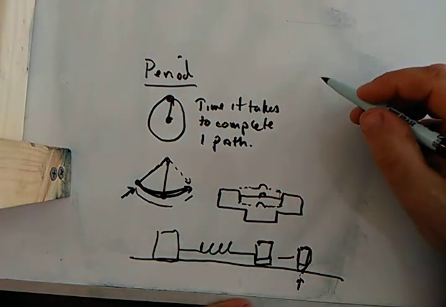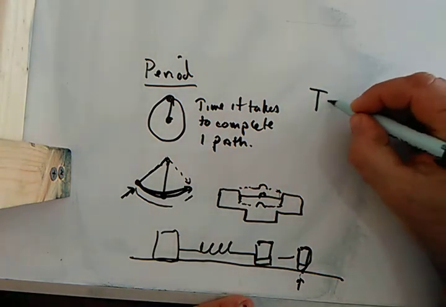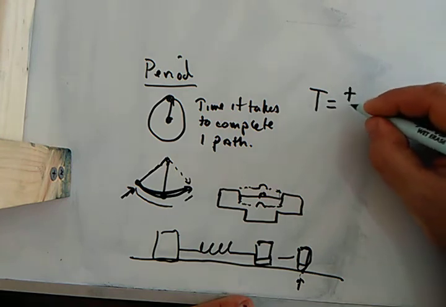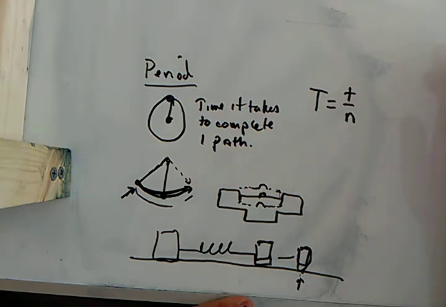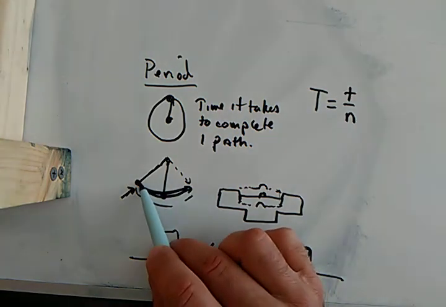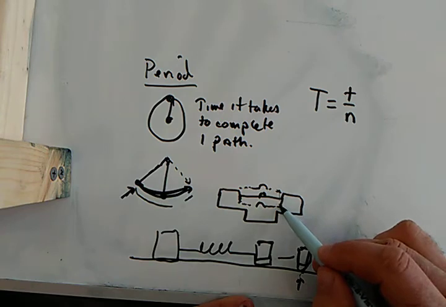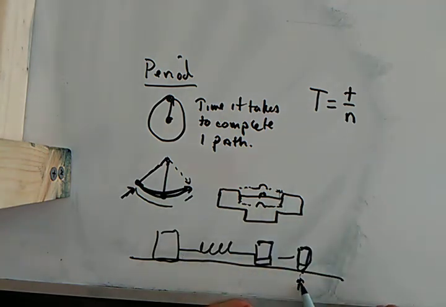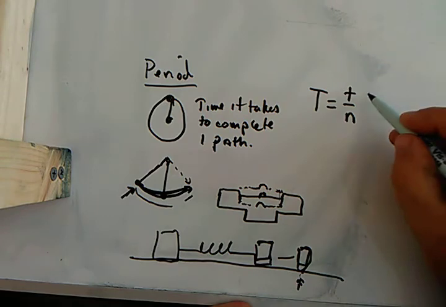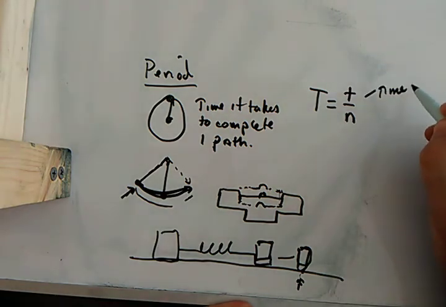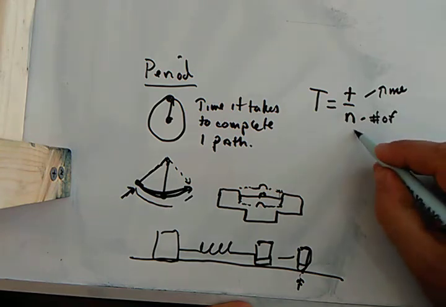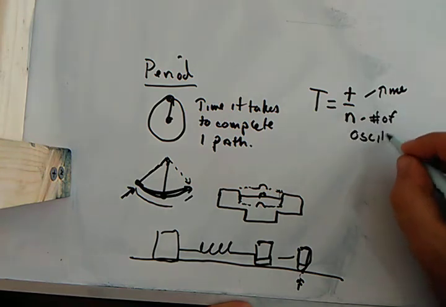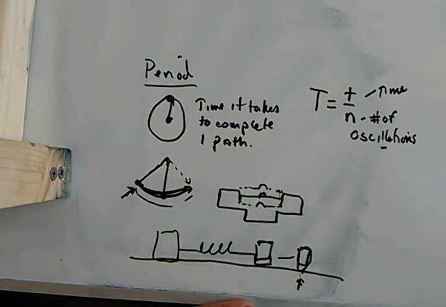And if we remember from past, I'll write it down for you. The period is equivalent to the time over the number of, we'll call it oscillations. So an oscillation would be like here to here. An oscillation would be from here to here. An oscillation would be from here to here. So this is the time, and these are the number of oscillations. Forgive my spelling there. So that's the case.